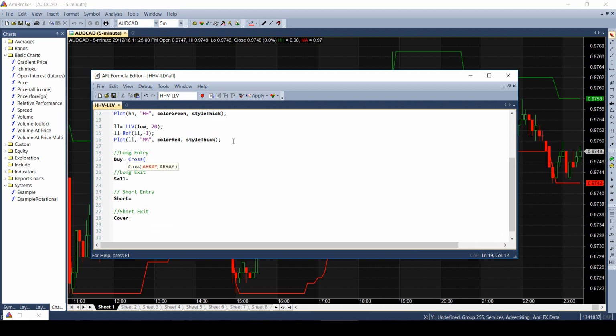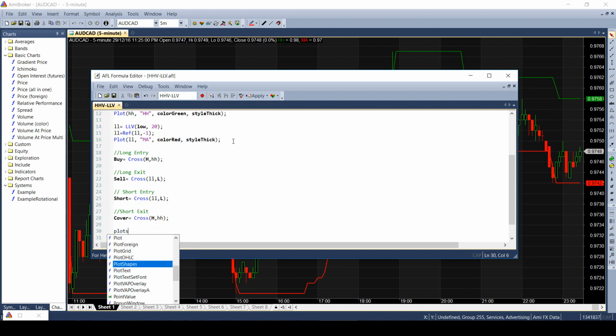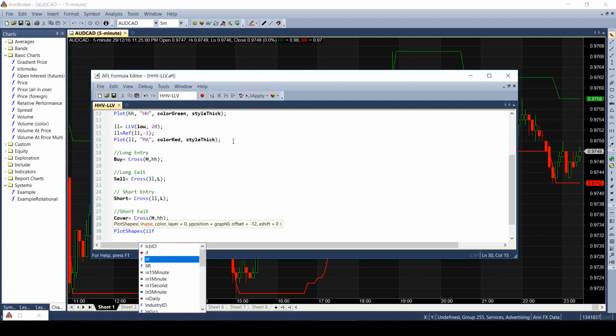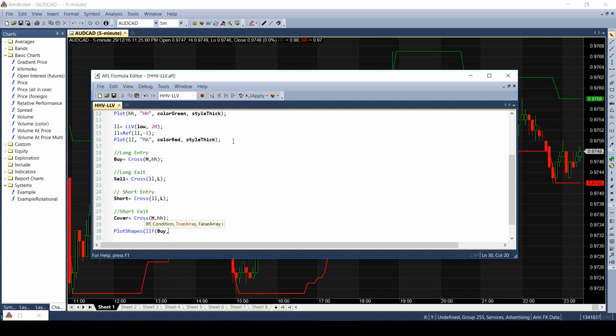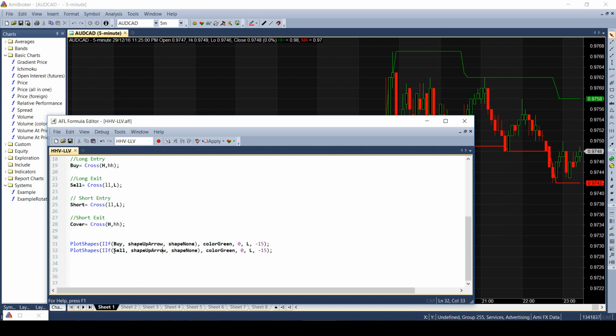We want to buy when the high of the current candle crosses above the range high. For this, we use another common function, cross. So I'm writing buy equals to cross of high, comma, range high. For sell, I will use cross of range low, comma, low. Short and cover will be symmetrically opposite to buy and sell. To plot the buy and sell arrows on the chart, I will use the function plotshapes. Let us now check the signals manually as they have been generated on the chart.